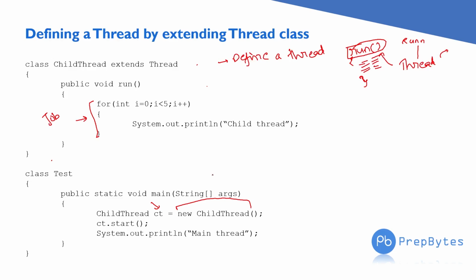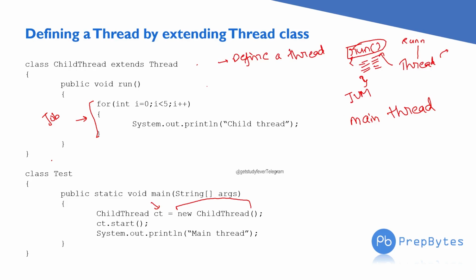Now each Java program by default has one thread. And what is that thread? By default, each Java program contains the main thread. So this is also an important question. You can note it down. By default, each Java program has a main thread and it is created by the JVM.